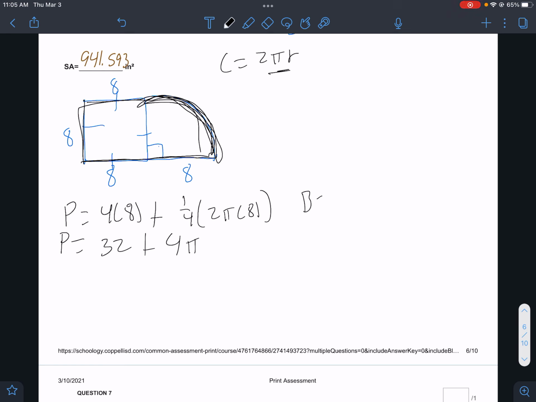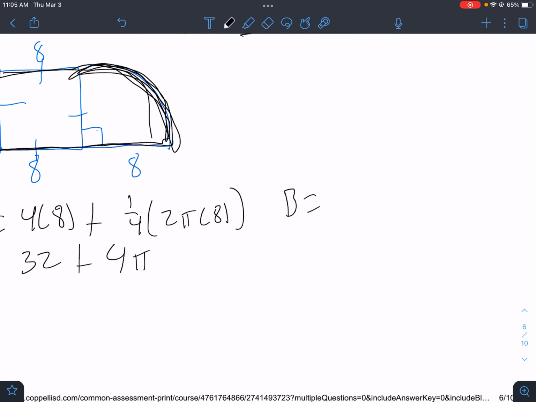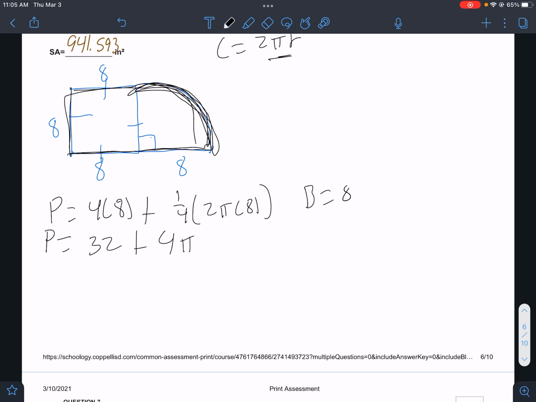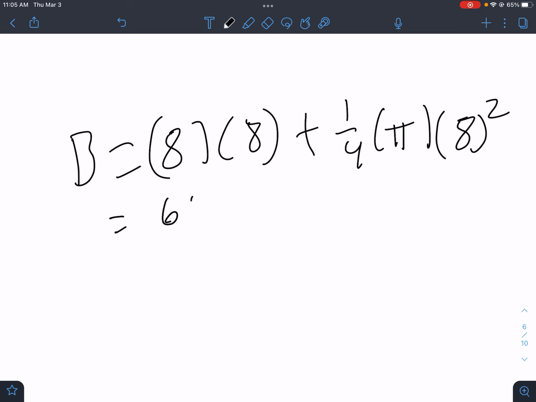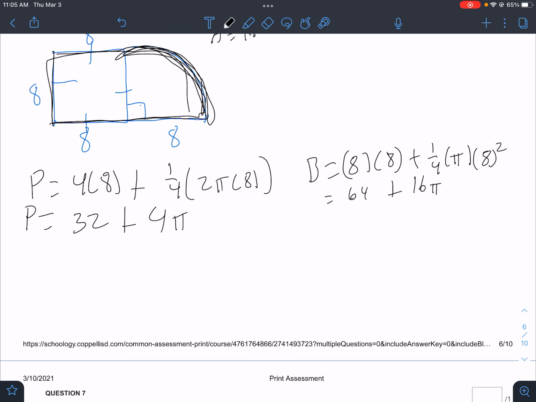Now I need the area, the base area, capital B. The square part is going to be 8 times 8. And the circle part, it's 1/4 of a circle. The area of a circle, remember, is pi r squared. So it's going to be 1/4 of pi times r squared. That's going to be 64 plus 64 divided by 4, 16 pi. So that's capital B.